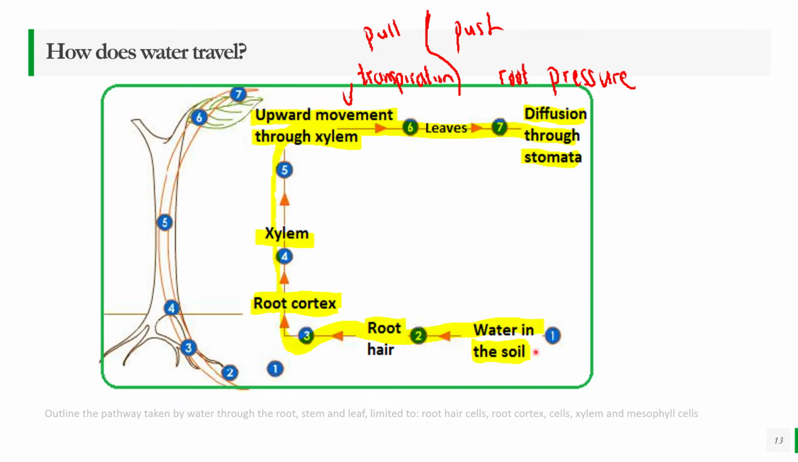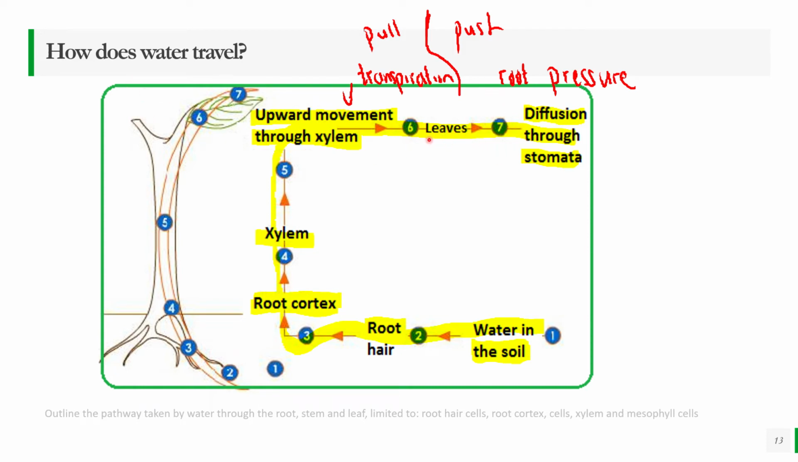Okay, so this is how it is flowing in plants. So water in the soil will be absorbed into the root hair cells through osmosis, okay, and then it will diffuse to the root cortex, to the xylem, then it goes upward movement through the xylem, okay. The two forces that will help will be the transpiration pull, okay, and the root pressure, okay. So this is what will help it to go upwards, and then it will enter the leaves, diffuse into the leaves, and diffuse out through the stomata.